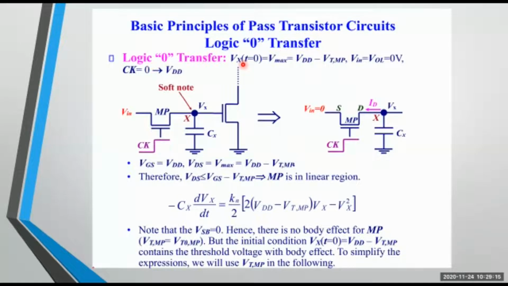Now, in the previous case we have seen logic 1. Now let us see the logic 0 transfer. If you are transferring logic 0 at time T equal to 0, then Vx is equal to Vmax. Why is Vx equal to Vmax? If logic is 0, then what happens in the first case is that if the control is 0, it will be in the off state. So ultimately, the values stored in the previous state will be retained here at the x node.